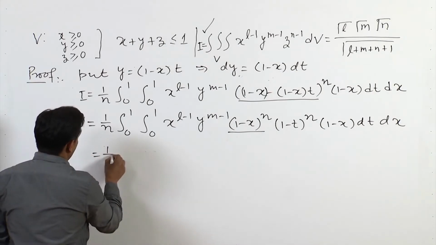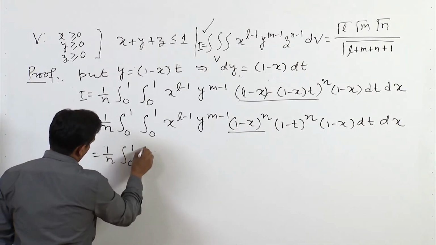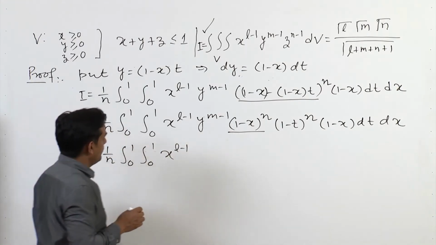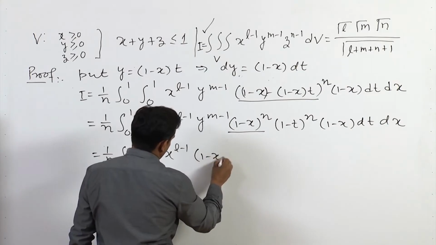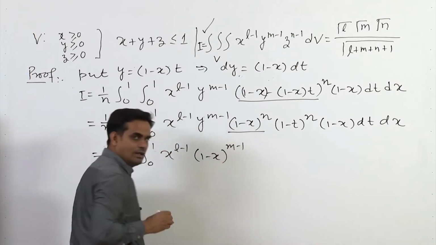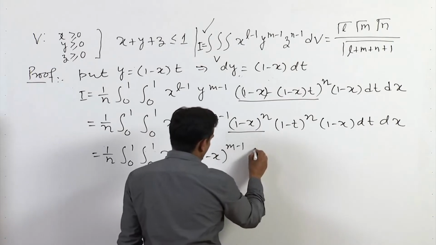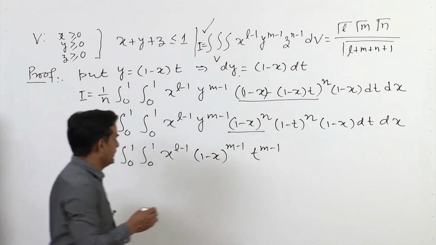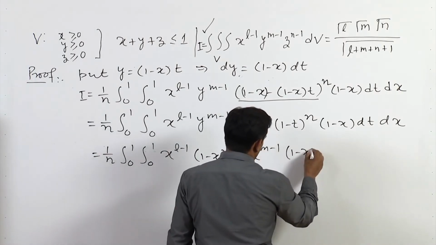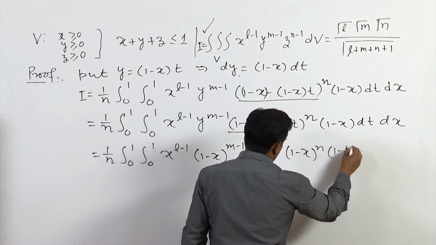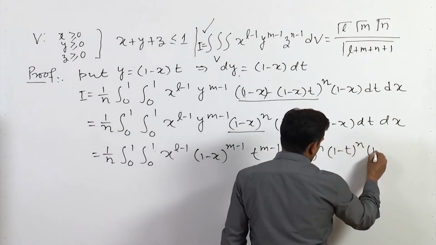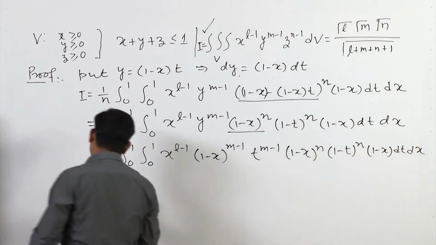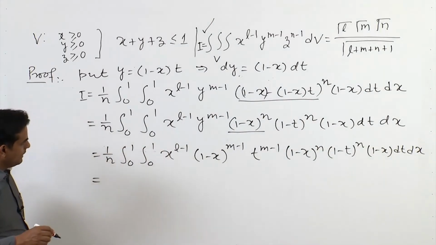So, this will be 1 by n, 0 to 1, 0 to 1, x raised to power L minus 1, y is 1 minus x raised to power m minus 1, t raised to power m minus 1, because y is 1 minus x times t, and then 1 minus x raised to power n, 1 minus t raised to power n, 1 minus x dt dx. So, now I will write it as the product of two single integrals.